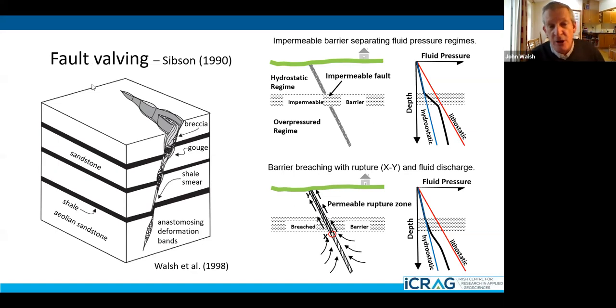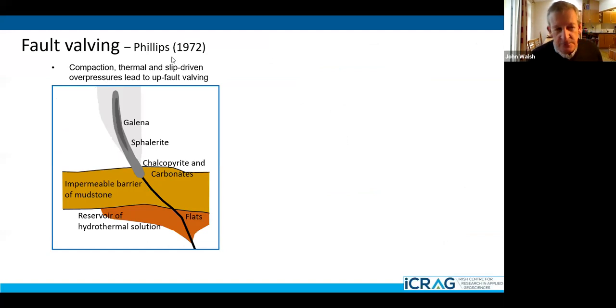Now, Simpson presented this model, but in fact, Phillips presented a very similar model in the context of minerals. This was the Walsh ore field here, and he envisaged that you have pressure buildups and you can end up valving, in this case, zinc-lead minerals up along the fault, and they will be valved into a halo, a mineral deposit higher up along the fault surface itself. Here's our impermeable barrier going straight across, and we're valving fluids through that impermeable barrier to produce these along the fault surface itself.